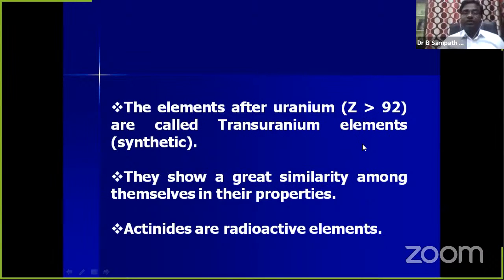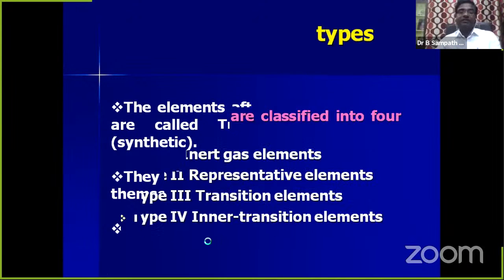Now, what are trans-uranium elements? The elements after uranium, that is with an atomic number greater than 92, are called trans-uranium elements because they are synthetic elements. They show a great similarity among themselves in their properties. Actinides are radioactive elements. These disintegrate by emitting alpha, beta, gamma rays, children. That's why these are radioactive elements.